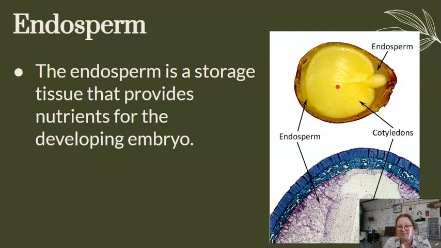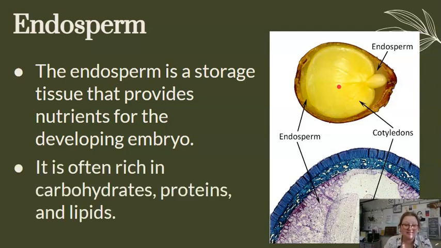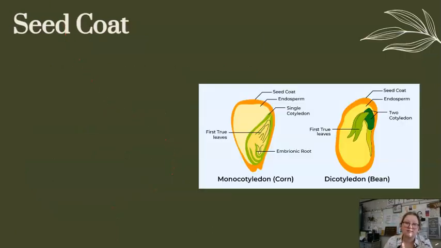The endosperm is a storage tissue that provides nutrients for the developing embryo. So like eggs usually have some sort of nutrient in them, this is the nutrient for seeds. It's often rich in carbohydrates, proteins, and lipids.